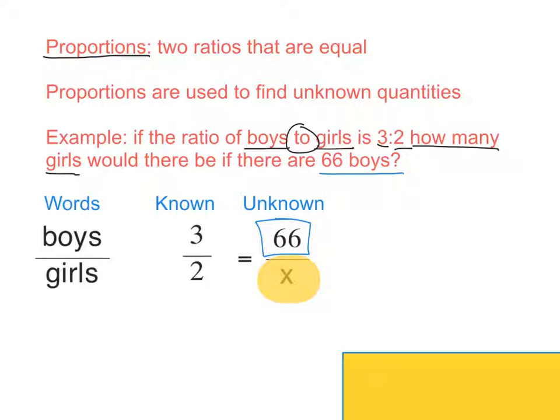Okay, so I want these ratios to be equal. 66 to something needs to be equal to 3 to 2. These two ratios need to be equal. That is what a proportion is. When this ratio and this ratio are equal, right? I have the equal sign there. Then that's called a proportion.